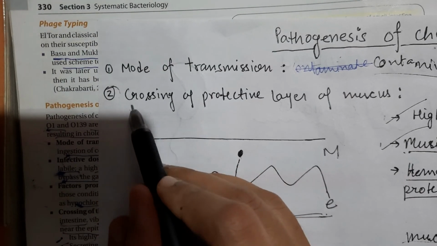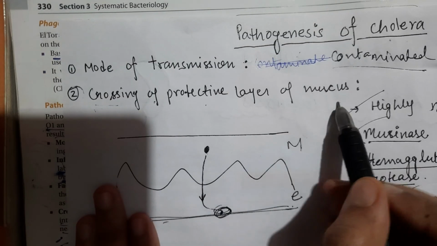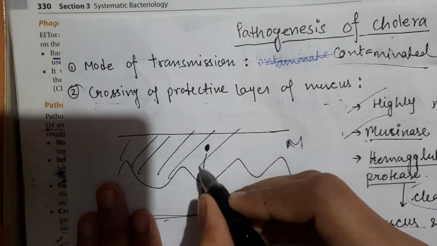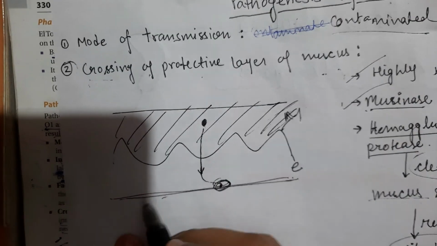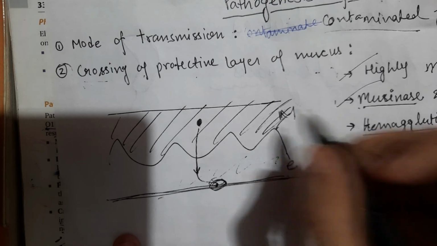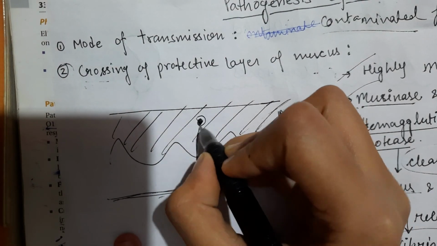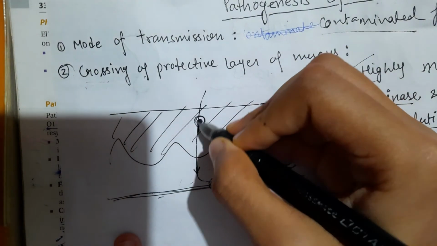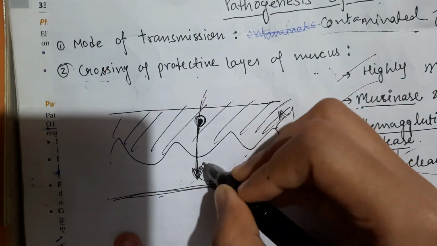Step 2. It crosses the protective layer of mucus in the intestine. Suppose this is the mucosal lining and this is the epithelium, the epithelium of the intestine. So the bacteria moves from the mucous membrane, crosses the protective mucus layer, and enters the epithelium.